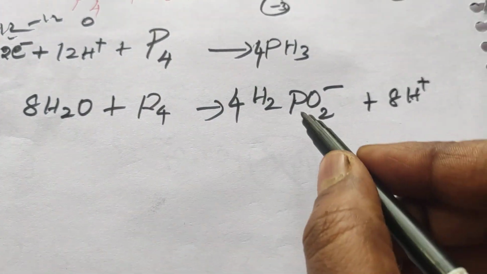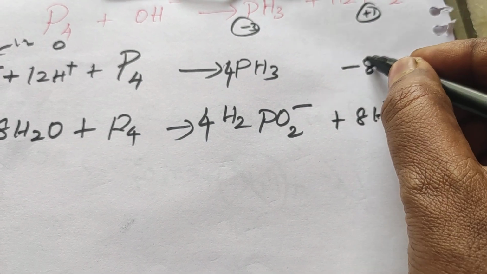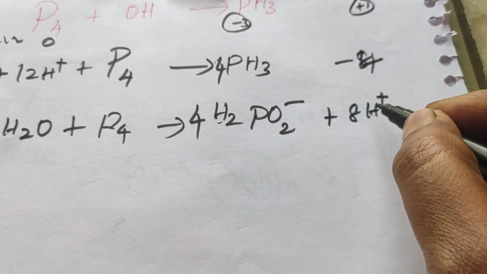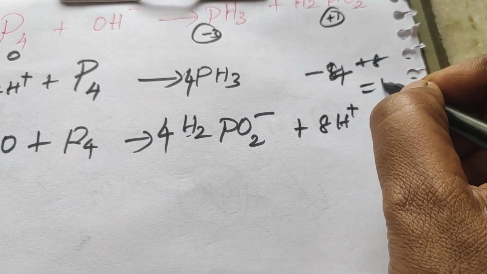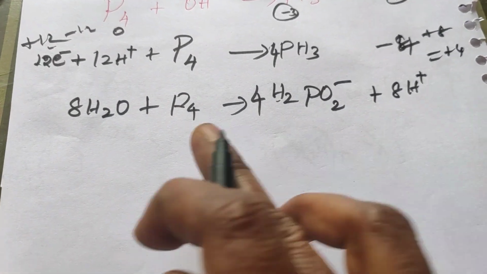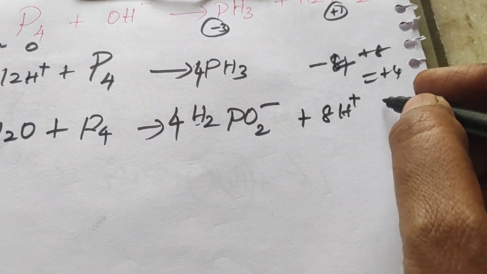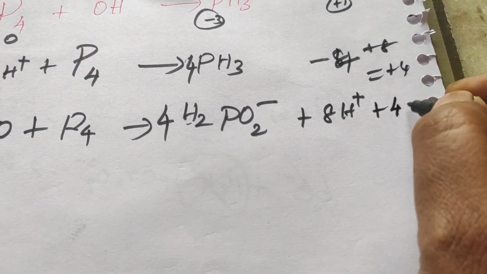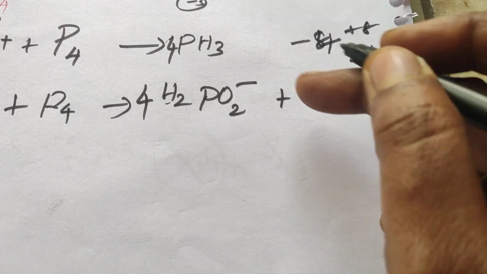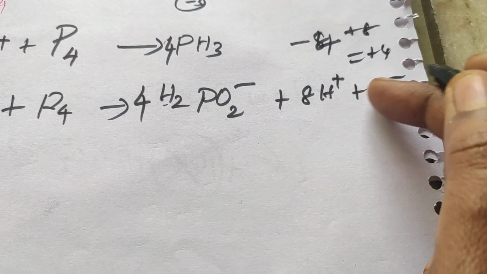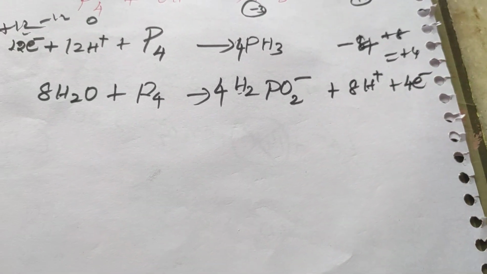But in the second equation, 4 into minus 1 is minus 4. Here 8 into plus 1 is plus 8. So the overall charge is plus 4. The reactant side has no charge, the product side plus 4. So to make it 0, introduce 4 electrons on the product side. So plus 4 here, plus 4 into minus 1 is minus 4. Overall charge 0.